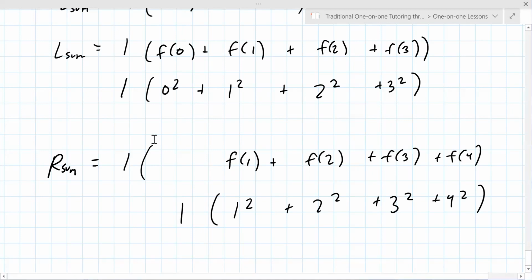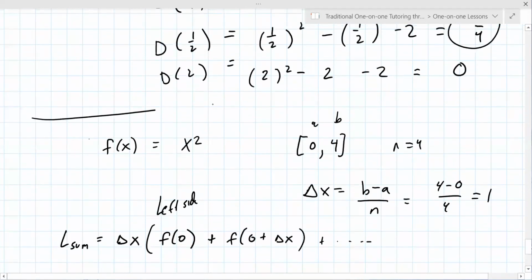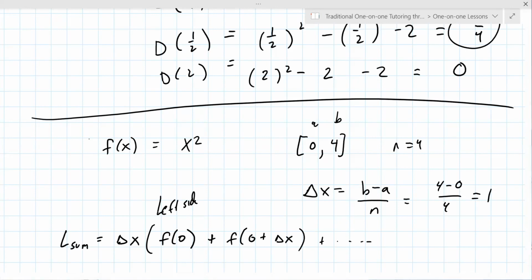You have to be given some sort of function. You have to be given a window, an a to b, and you have to be given an n. Then you need to know whether you're doing a left or a right sum. Okay.